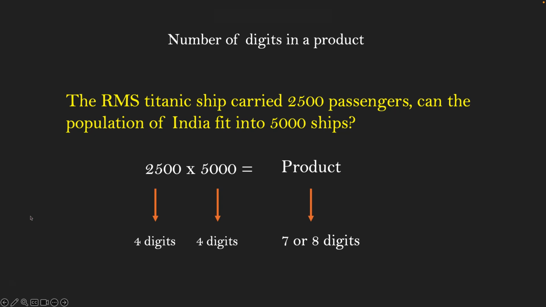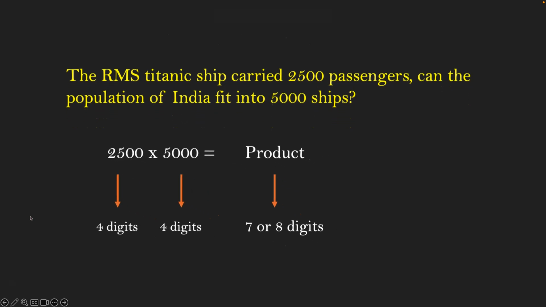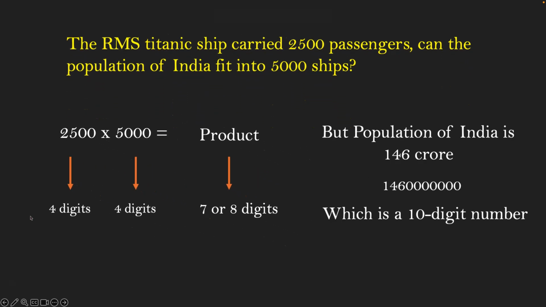Well, how do I know this is exactly what I'm going to cover in this video. But just to compare, the population of India is 146 crore. That is a whopping 10 digit number. So clearly 5,000 ships are not enough to accommodate all the people in India. Even when studious people like you and homebodies like me would like to stay back home.